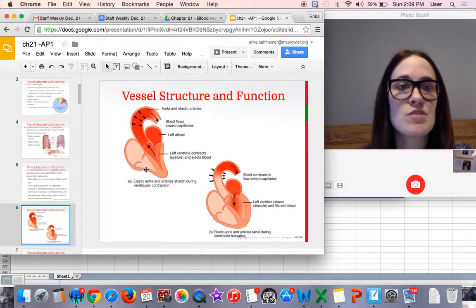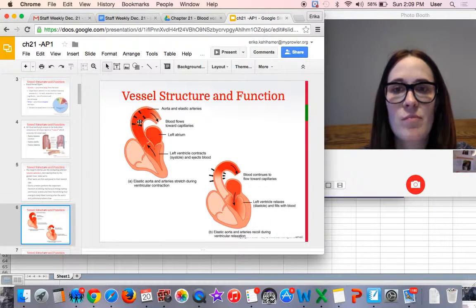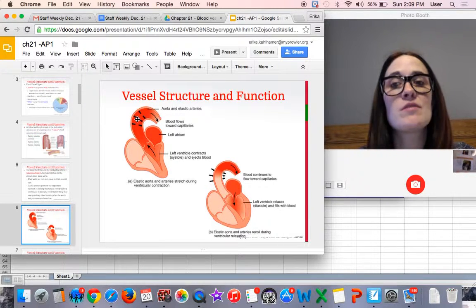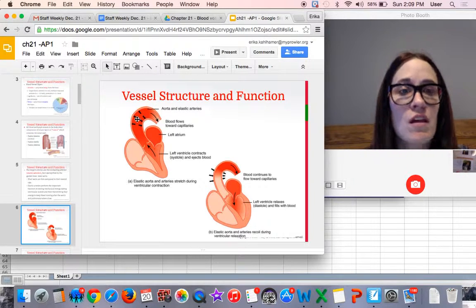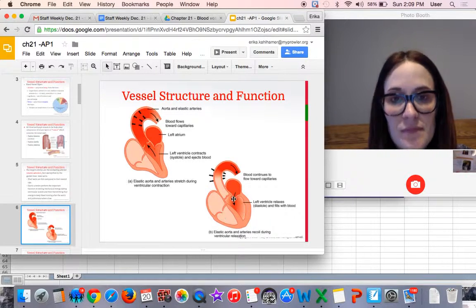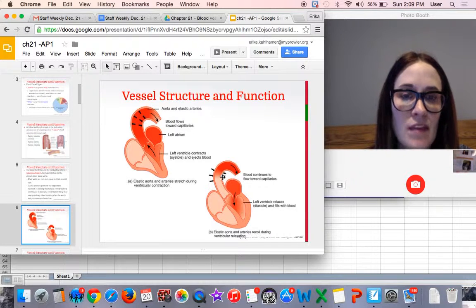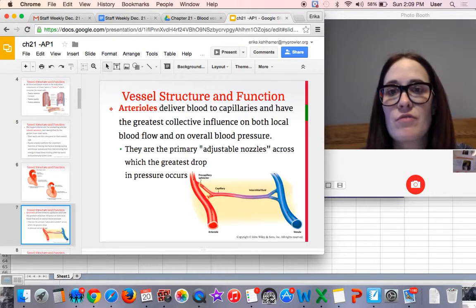This is just an image showing that. So here the ventricles are contracting. This is pushing that blood up into the aorta. The arrows represent the energy going into the walls of that aorta. And after the valves close here, the energy is then transmitted outward to keep that blood flowing.